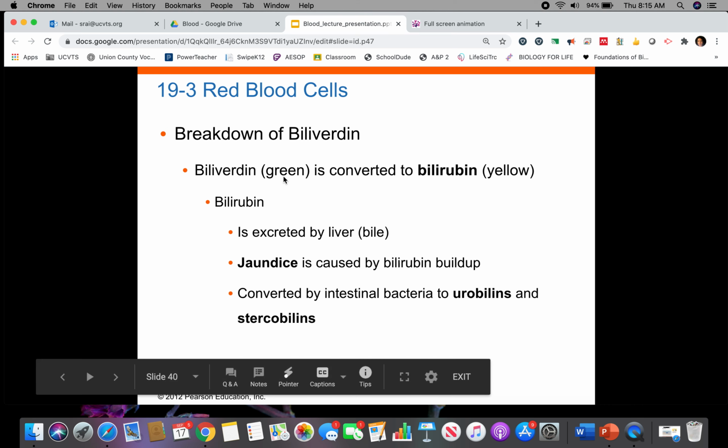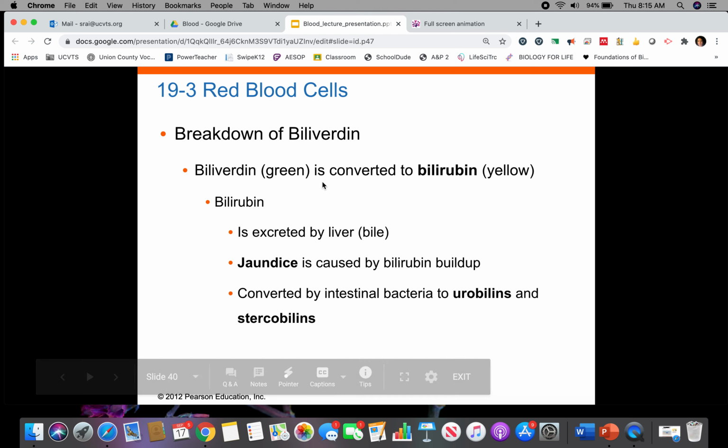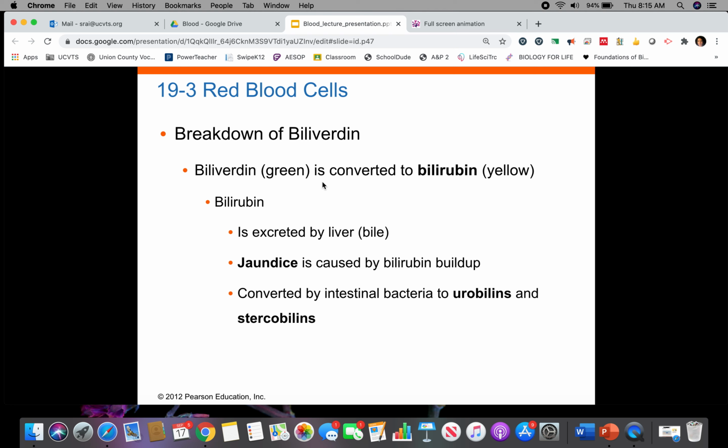The biliverdin, or the green component that is released, and bilirubin, that yellow component that's released in urine and extracted through the body. If it's excessively yellow, that is because the liver is damaged. So it could relate to jaundice.